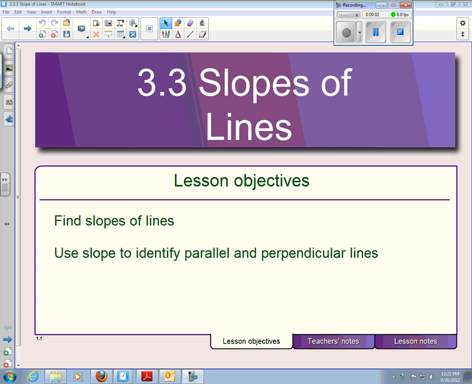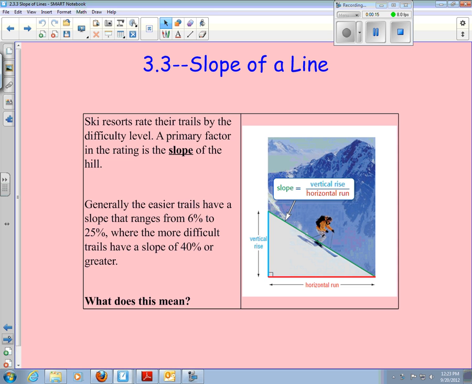Hi class. Today we're going to continue on with chapter 3. We're going to talk of slopes of lines. So our objectives today are to find slopes of lines and to use slope to identify parallel and perpendicular lines. And I promise today's notes are going to be a lot shorter than yesterday's.